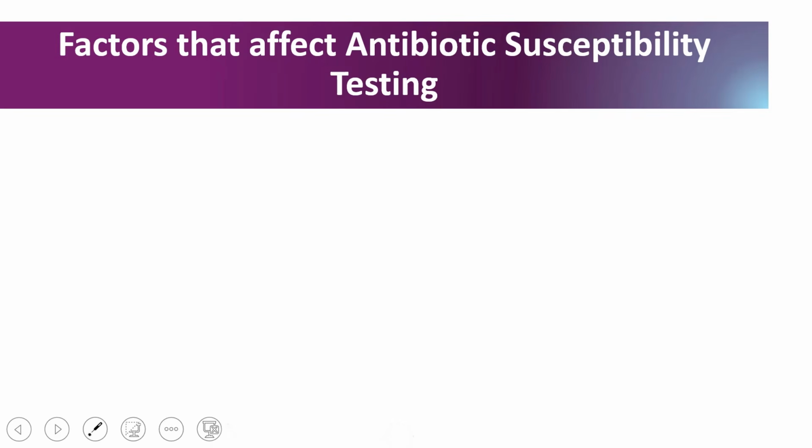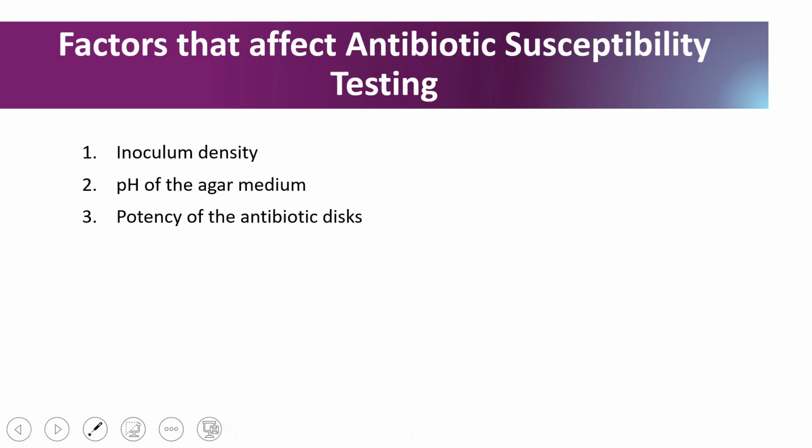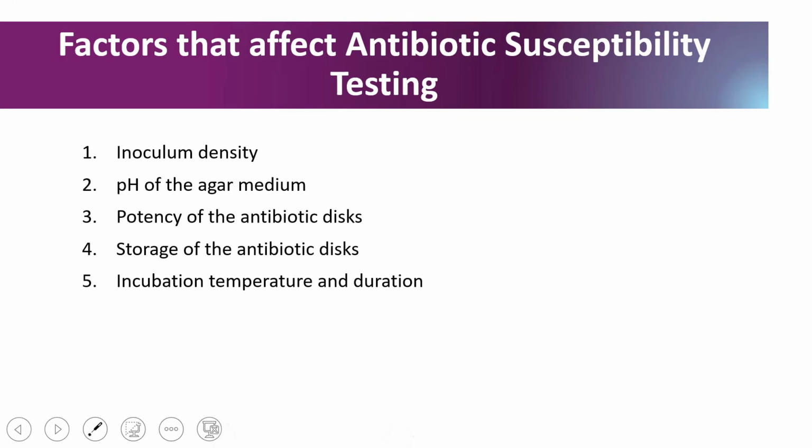Factors that affect antibiotic susceptibility testing. The first factor is the inoculum density. The second, the pH of the agar medium. The third, the potency of the antibiotic disc used. Four, storage of the antibiotic disc. Five, the incubation temperature and the incubation duration. And six, the age of the bacterial culture used.